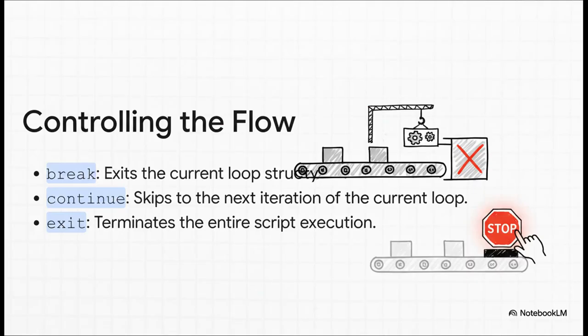And you're not just stuck inside a loop until it's done. You've got controls. Break is like hitting the emergency brake. It gets you out of the loop immediately. Continue is more like a skip button for the current item. It just moves on to the next one. And then there's exit. If something goes really wrong, exit will stop the entire script dead in its tracks.